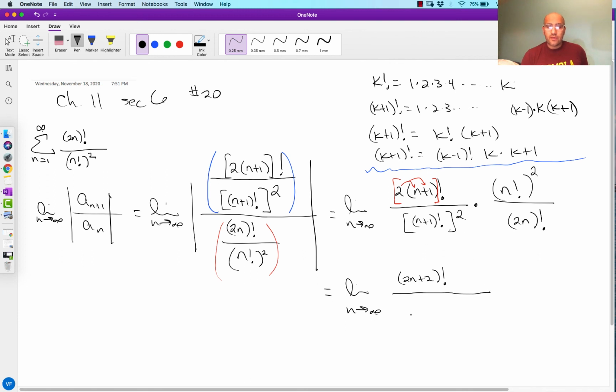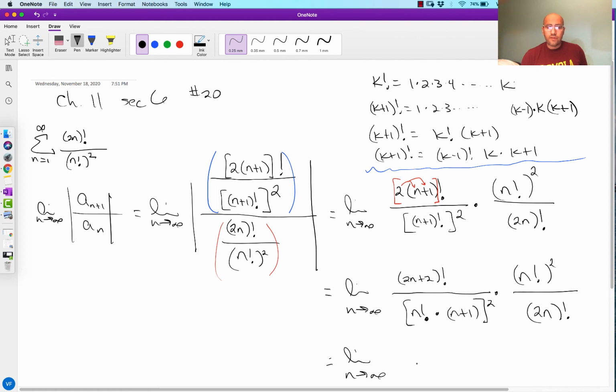So this will be n factorial times n plus 1, and that whole thing is getting squared. Times, and then this one I'm going to leave alone, n factorial squared divided by 2n factorial. Let's leave this alone for now and see how that helps. Okay, so now this can be simplified a little bit more.